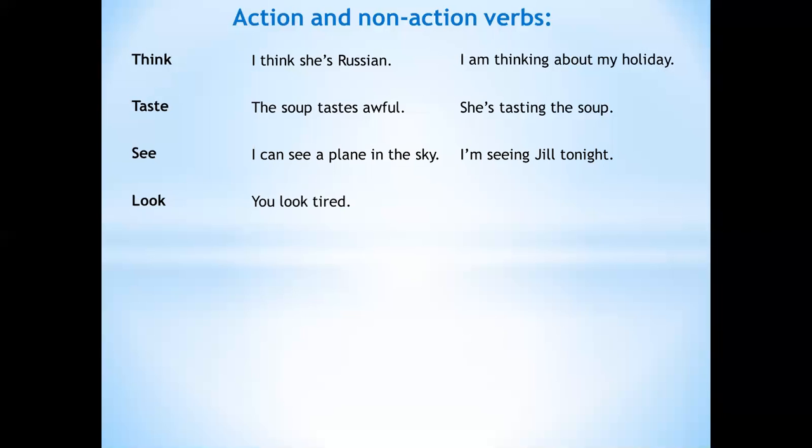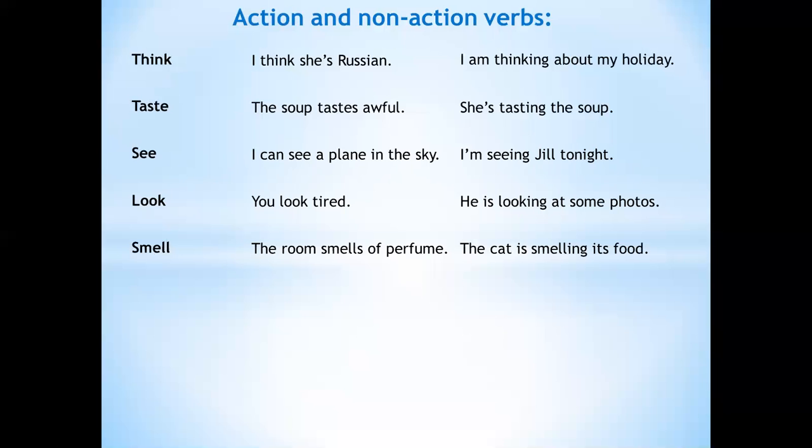Look: you look tired, which means you appear to be in this condition. We use present simple. But he is looking at some photos means that he is studying them, so we use present continuous. Smell: the room smells of perfume. The room has this smell, and we use present simple. But in the sentence, the cat is smelling its food, which means it's sniffing it. That's why we use present continuous.